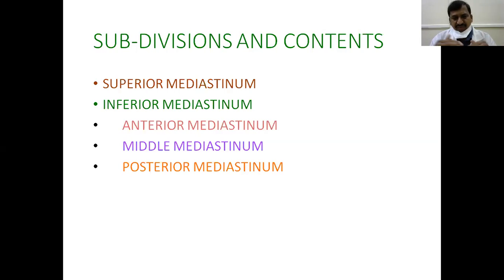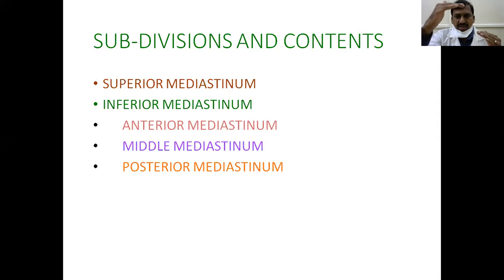For our convenience, we are further dividing the inferior mediastinum into three parts. One is the anterior mediastinum, next is the middle mediastinum, next is the posterior mediastinum. Okay, clear? And the mediastinum is a space between the two pleural sacs. On both sides it is bounded by the mediastinal pleura. It extends from the thoracic inlet up to the superior surface of the diaphragm, especially the central tendon and some part of the diaphragm.